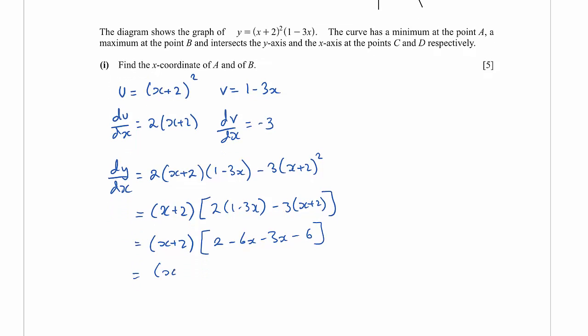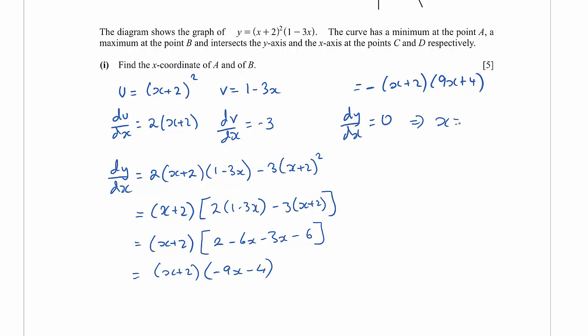So that's (x plus 2), and then I've got minus 9x, take away 4. And so I can write that as, let's just change that a second, minus (x plus 2)(9x plus 4). So for dy dx to be equal to 0, that means that x is equal to negative 2 or negative 4/9.